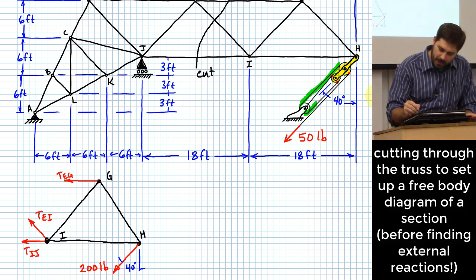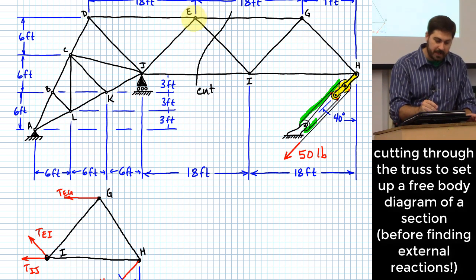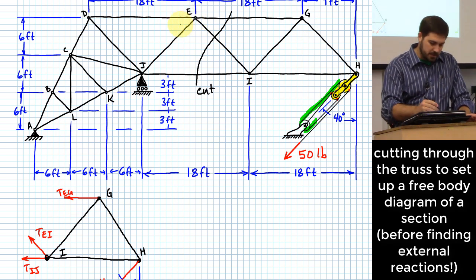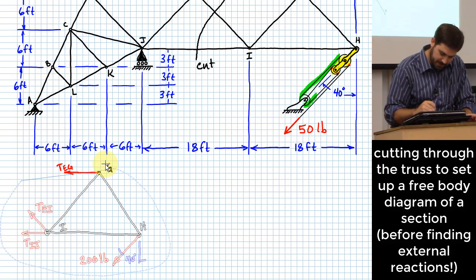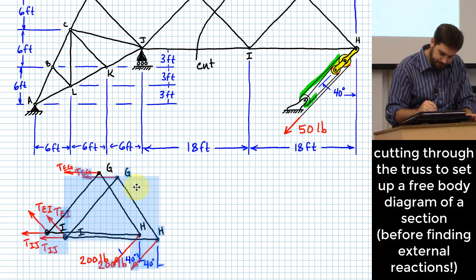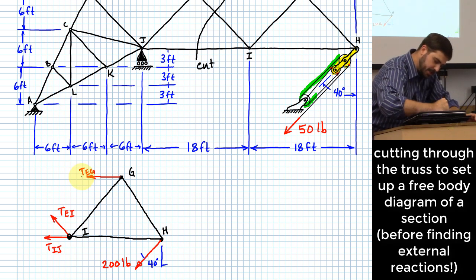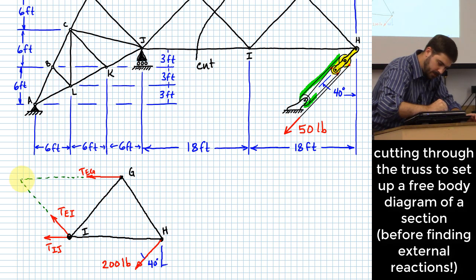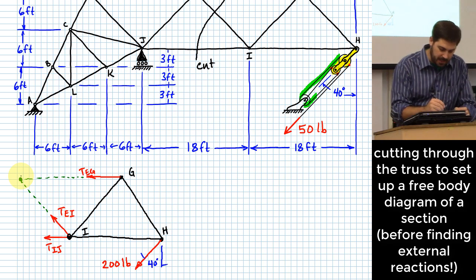Okay. What we might want to do is look up here and see that where TEI and TEG are going to intersect is actually joint E, right? So if I draw some lines, I need to slide this over a little bit more to make this make sense. Okay, let's say I draw some dotted lines for TEG and TEI. And I find where these are going to intersect over here, that is joint E.